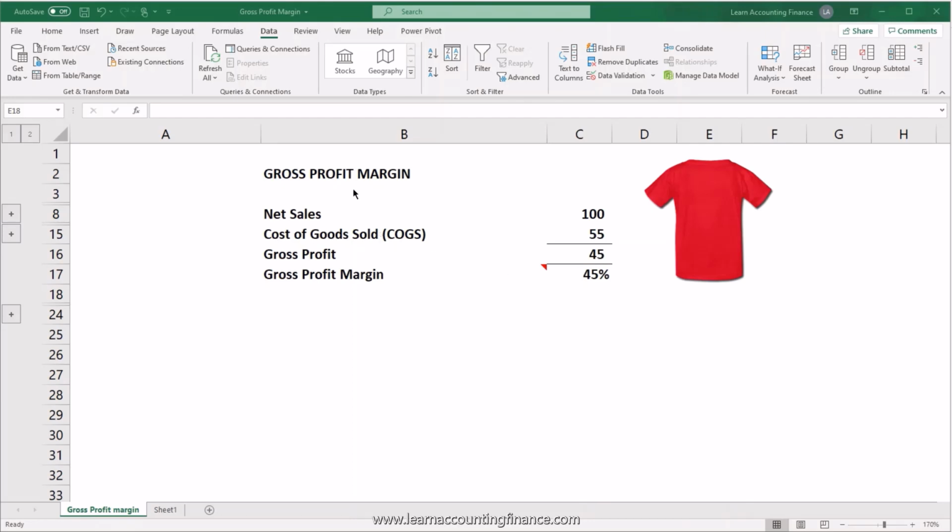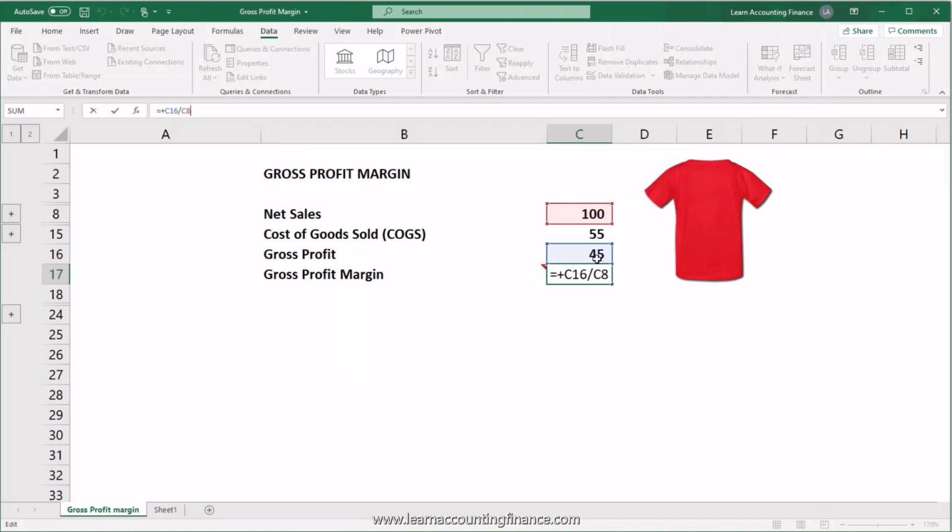Now gross profit margin is calculated as a percentage. So $45, which is your profit, divided by your net sales, which is $100, right? So if you look at the formula, 45 divided by 100 is 45%. So in this case, your gross profit margin is 45%.